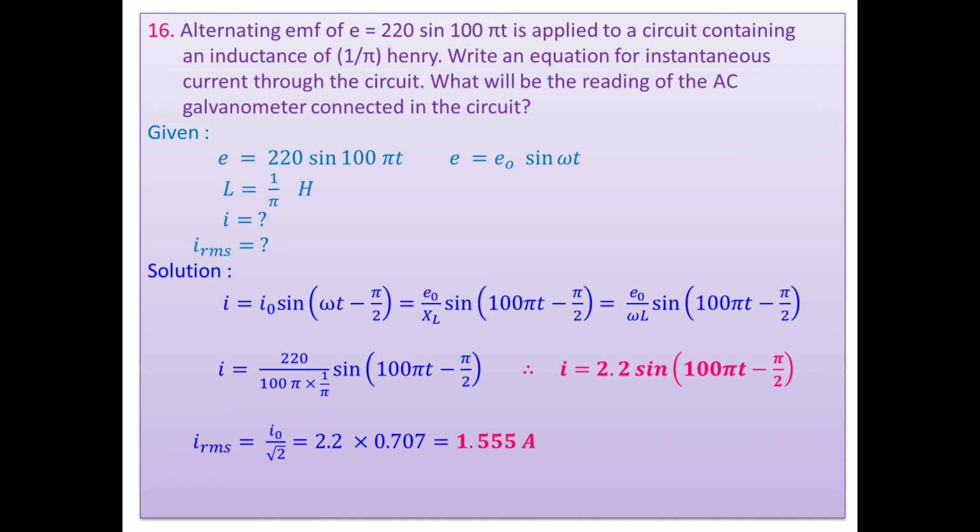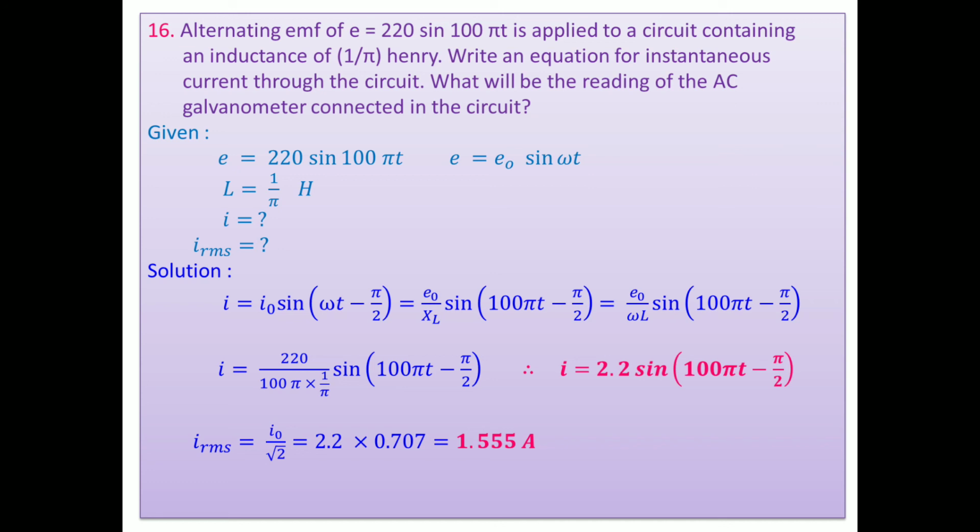Then the instantaneous EMF is given as E equal to 220 sin 100 pi t, which we compare with E equal to E naught sin omega t. L is given, and we have to calculate the instantaneous current and the RMS current also. Here only an inductor is there. In an inductive circuit, the EMF leads the current by pi by 2 phase, meaning the current lags the EMF by pi by 2 phase. So I equal to I naught sin omega t minus pi by 2.